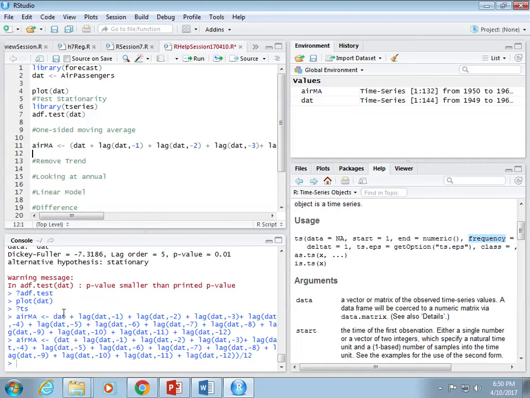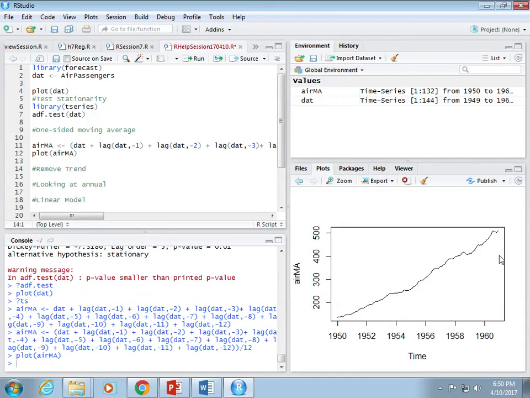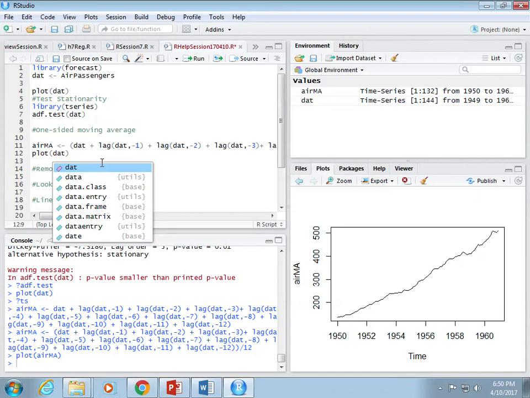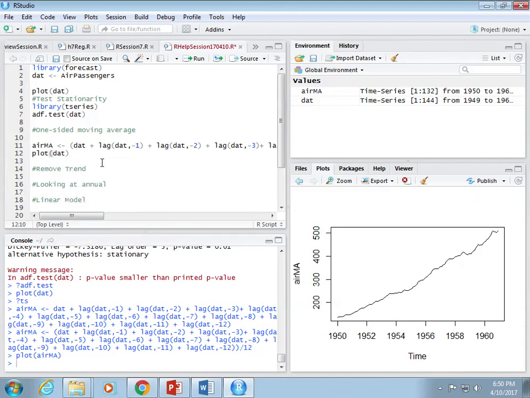Okay, let's look at what we have here for this air moving average. If we plot air moving average, we'll see that we have a little more smoothed out line. And it would be more informative if we plot it like this. Let's plot the data and give it a title. When you're turning these in, please have titles for your plots of what these things are.